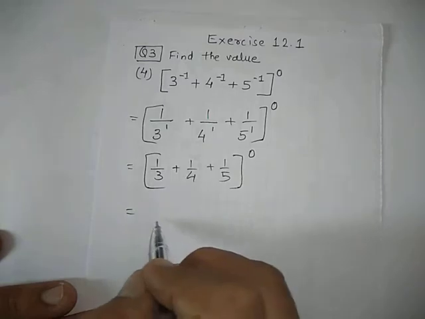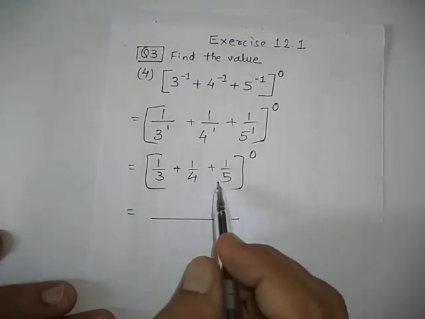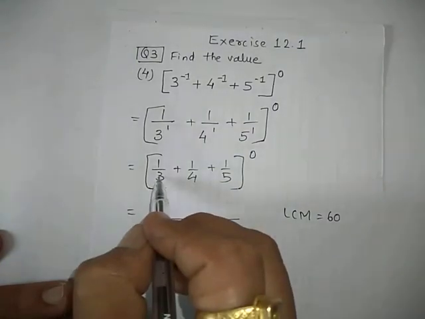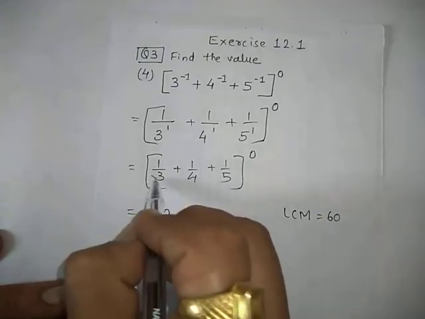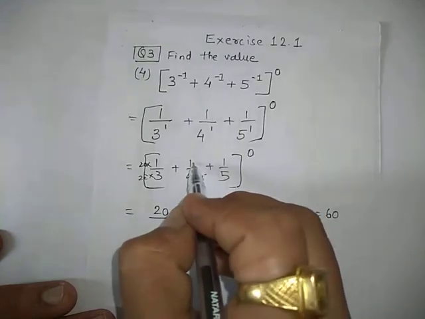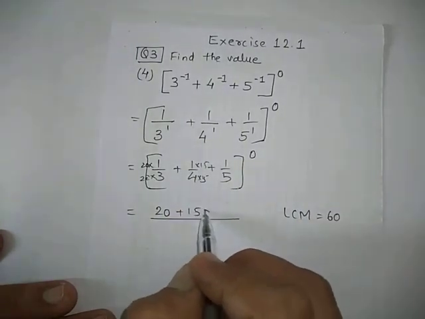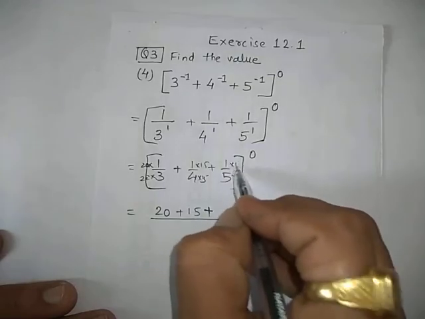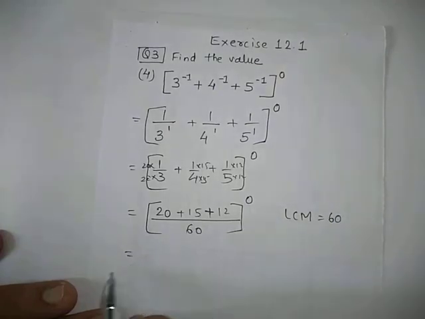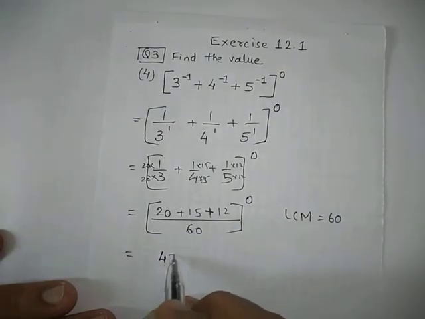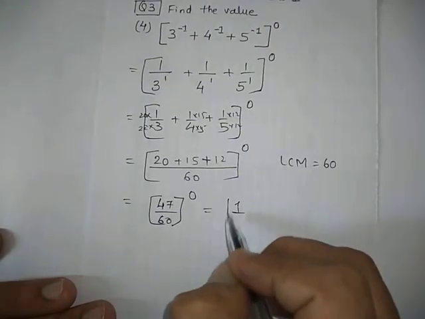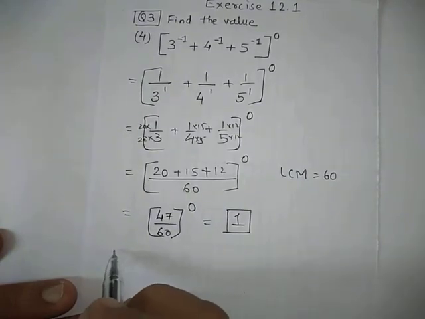Okay, but suppose we find the LCM. So for 3, 4 and 5 we will find the LCM. We will get 60. So 3 20s are 60, so here 20 plus 4 15s are 60, so here 15 plus 5 12s are 60, so this is 12 upon 60 and this whole raised to 0. So if we add, that will be 47 by 60 raised to 0 is equal to 1.